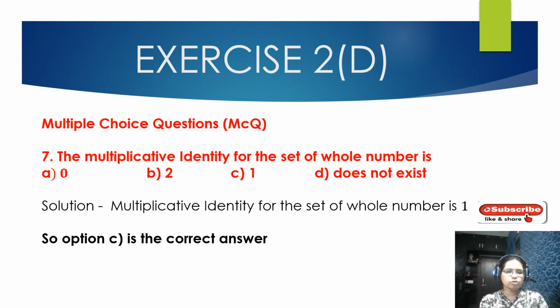Now we will solve question number 7. Question number 7 is a multiple choice question: the multiplicative identity of the set of whole numbers is, which is the multiplicative identity of the set of whole numbers. Options are 0, 2, 1 and does not exist. We know 1 is the multiplicative identity of whole numbers, so option C is the correct answer.